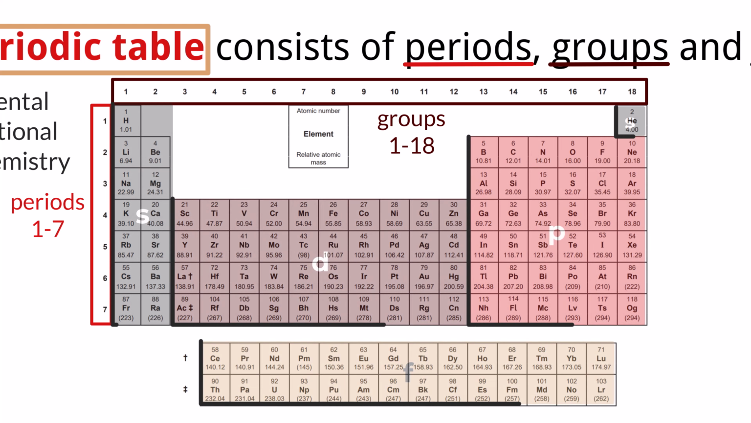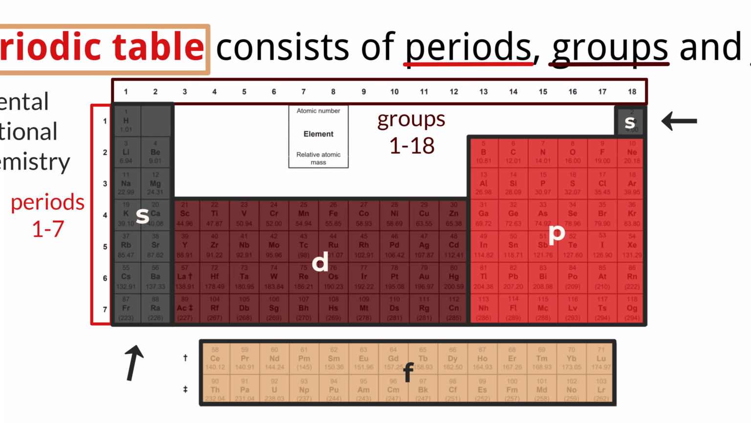Taking a look at the blocks, the S block consists of group 1 and group 2, plus helium. The D block encompasses groups 3 through 12, the transition metals. The P block includes groups 13 through 18, excluding helium. And the F block, the inner transition metals, is usually shown separately at the bottom.